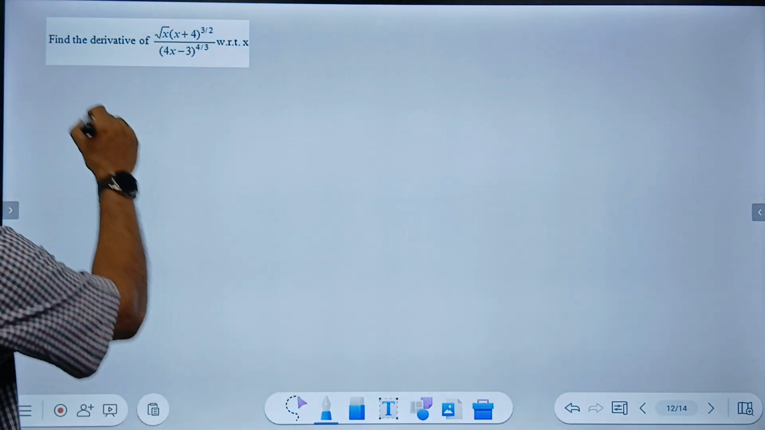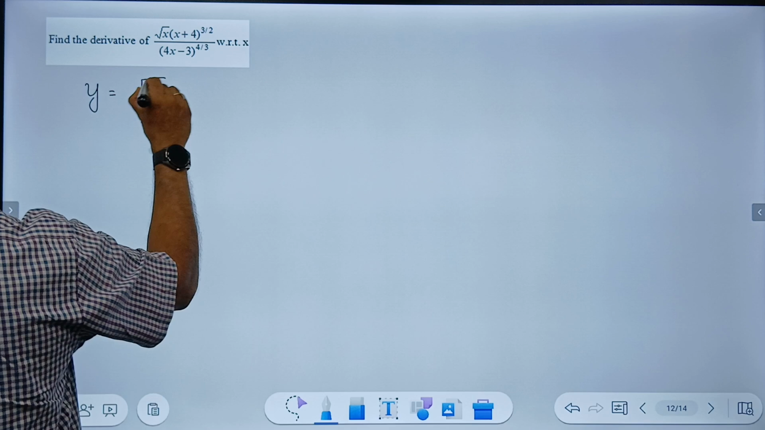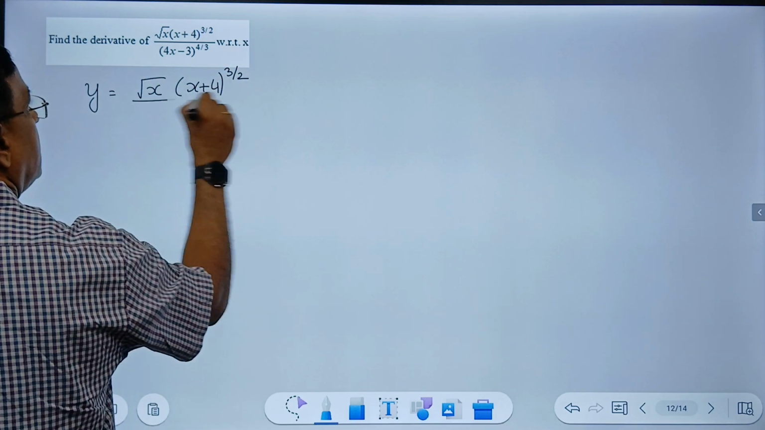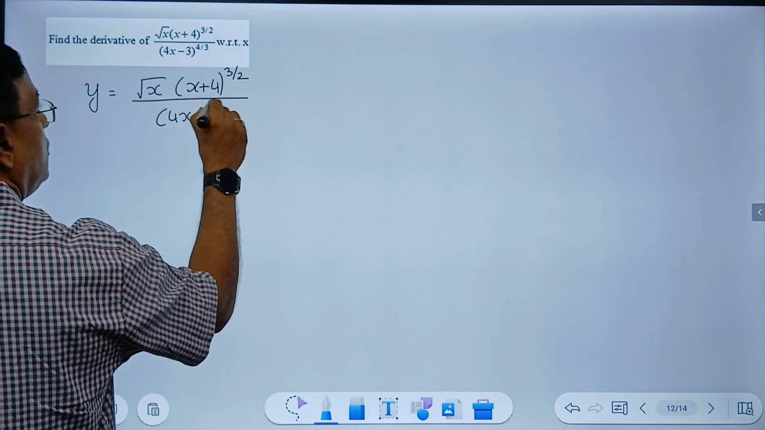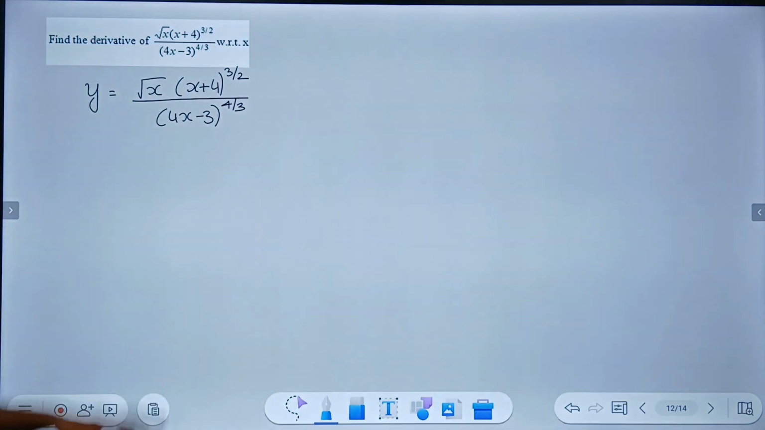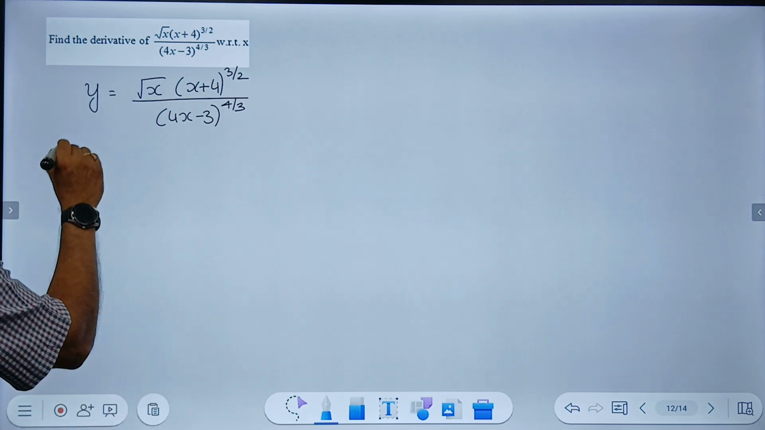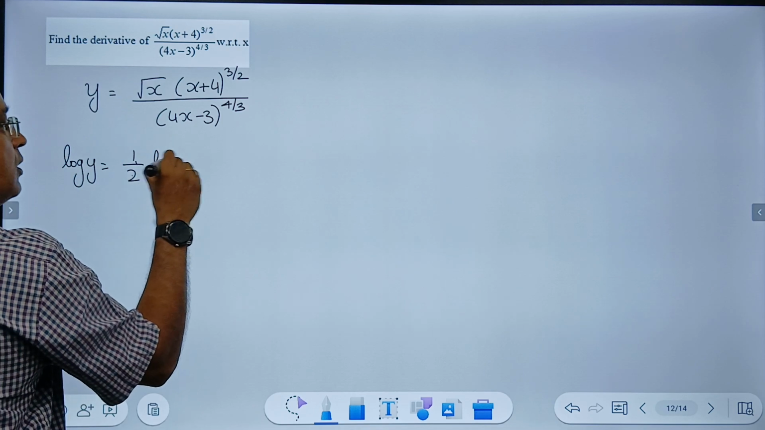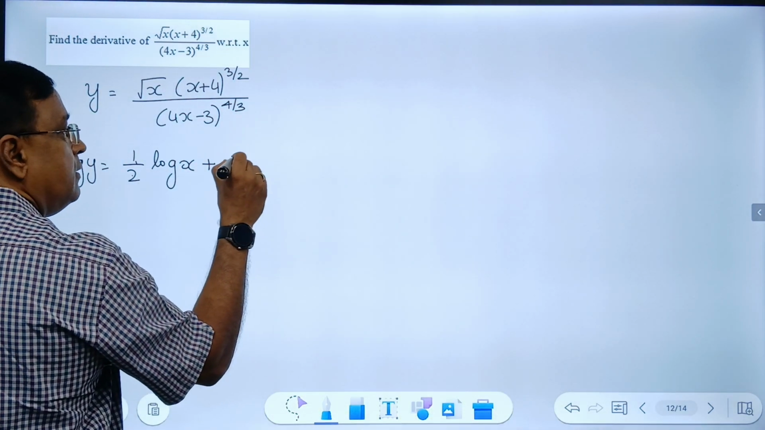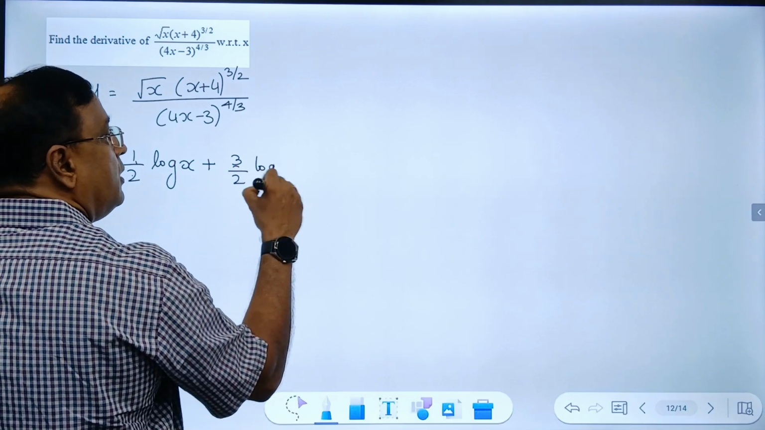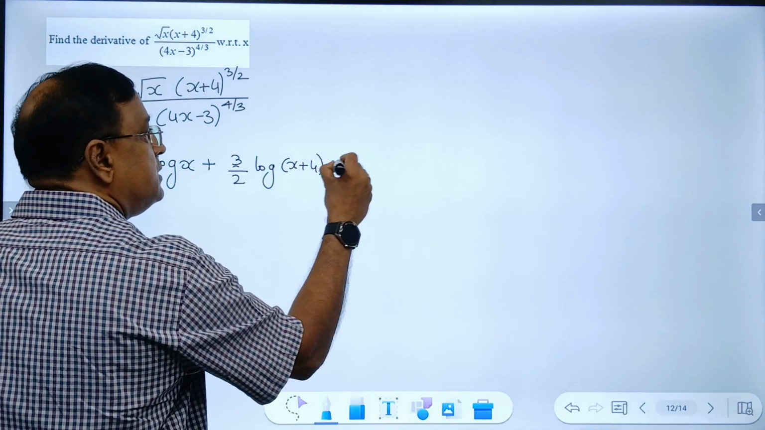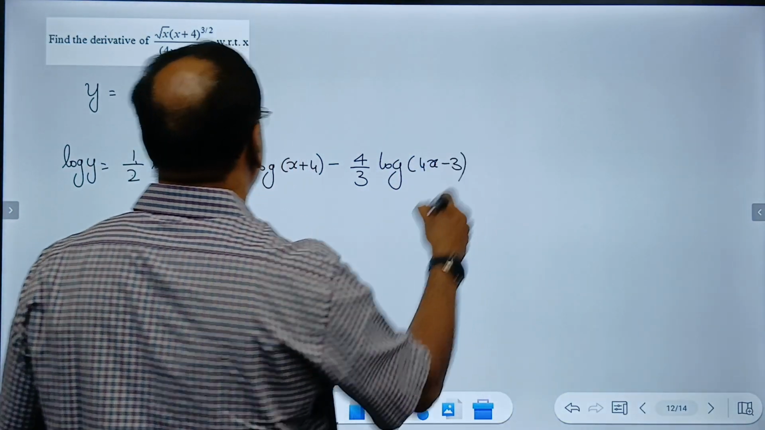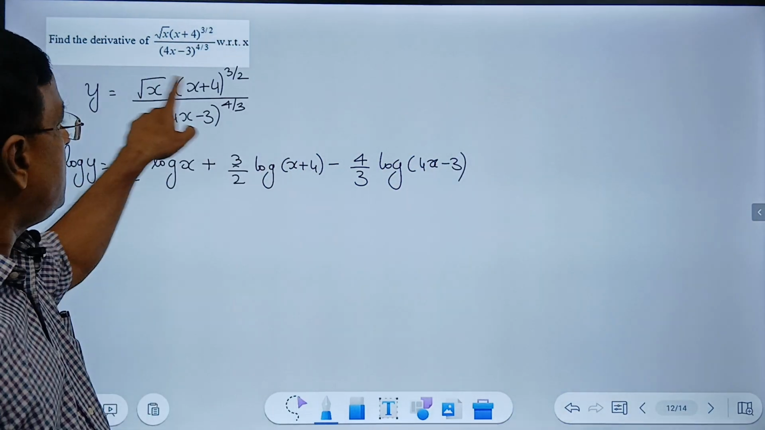How? We'll see it. Now take y equal to root x, x plus 4 to the power of 3 by 2 divided by 4x minus 3 whole power 4 by 3. Take log on both sides. So you get log y equal to, what is log of root x? Half log x plus 3 by 2 log x plus 4 minus 4 by 3 log 4x minus 3. Log m by n minus sign, log mn is plus.